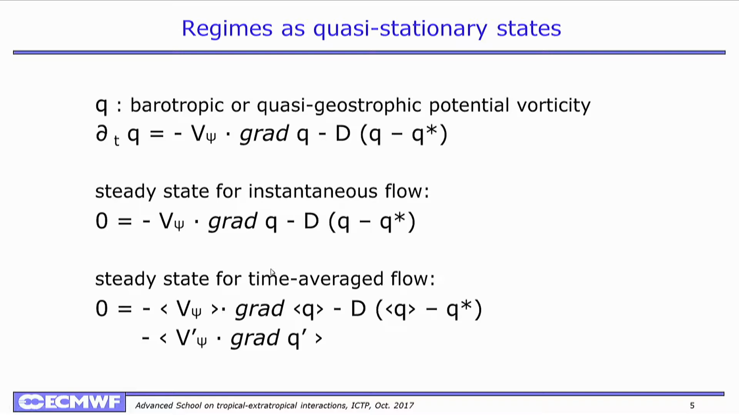If you do that, you can rewrite this equation where you just replace the instantaneous flow with the time average flow. But because of the nonlinearity, you have an additional term which comes from the nonlinear interactions of all the variability with a shorter period than the period over which you are averaging. Typically, if you are averaging over 10 days, baroclinic waves with a period of a few days will contribute to this term, which has sometimes been referred to as transient forcing or eddy forcing in these papers.